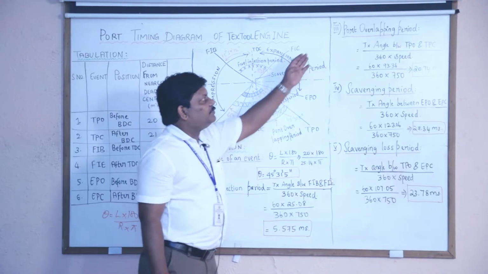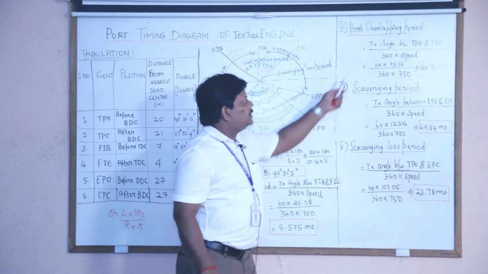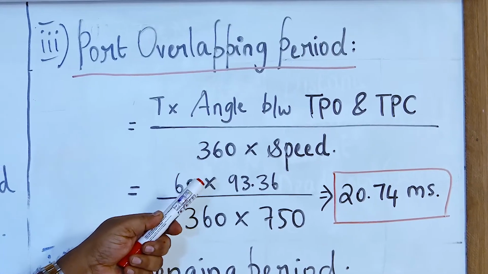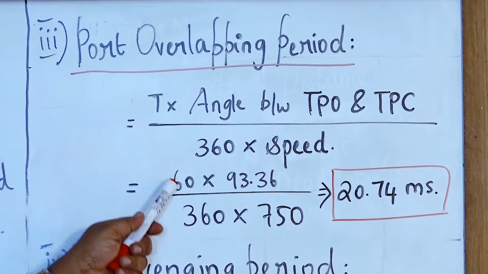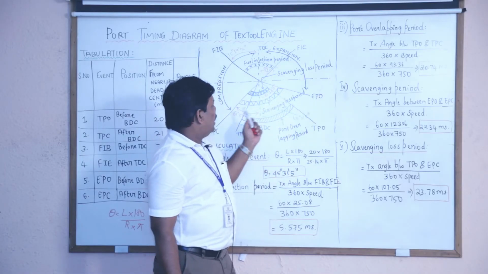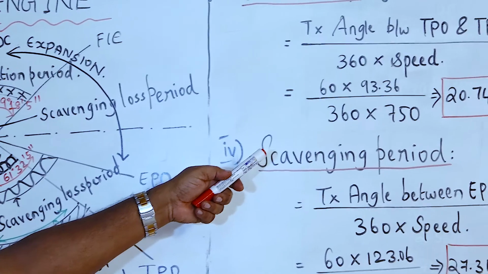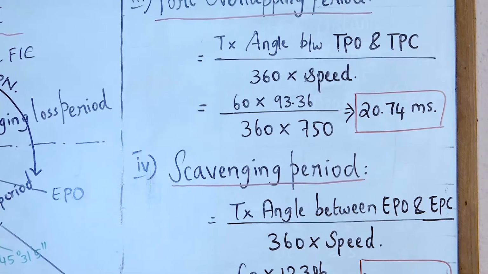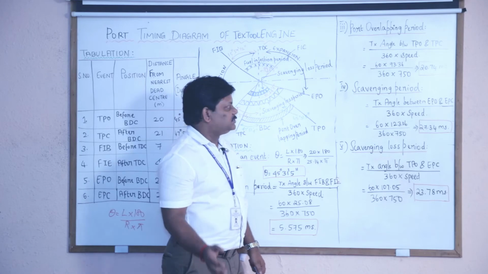Next, for the overlapping period, the formula is T into the angle between TPO and TPC divided by 360 into speed. So T is 60, into the angle between TPO and TPC, which is around 93.36, divided by 360 into 750, that is equal to 20.74 milliseconds, or 20.74 into 10 power minus 3 seconds.